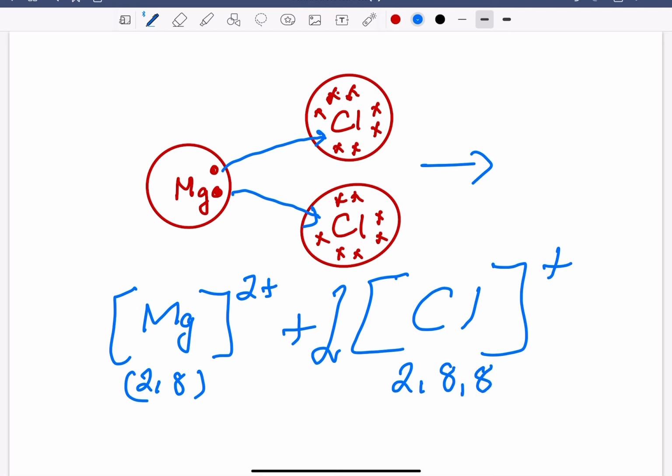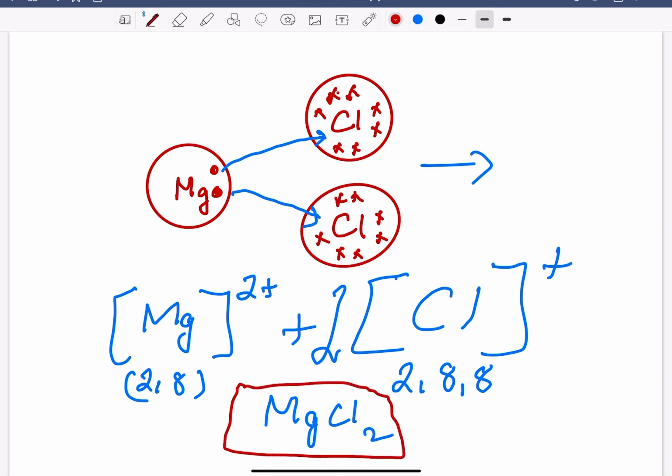Finally, we can write down MgCl2. So this will be the final compound. Now, what did we see? The positive and the negative ions in magnesium chloride are held together by electrostatic attraction between opposite charges, and they form an ionic bond. I hope you understood this.